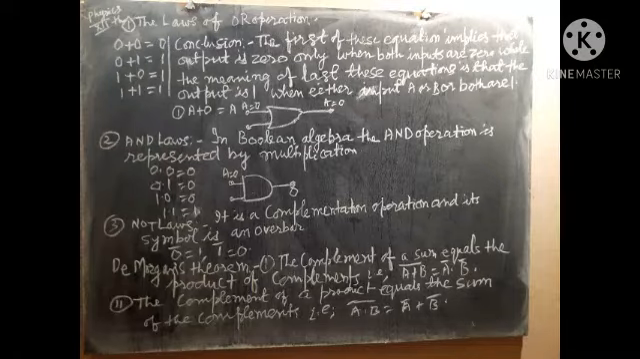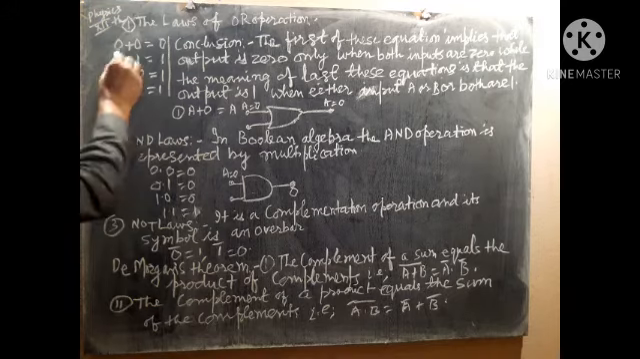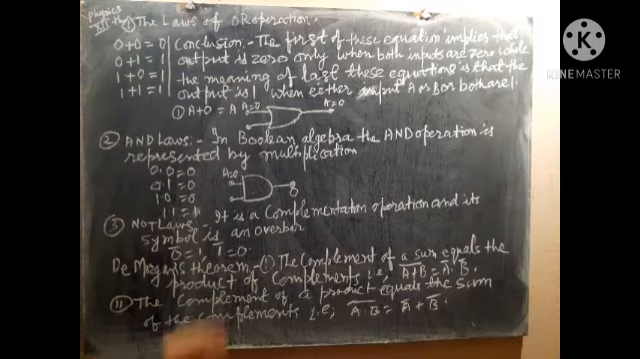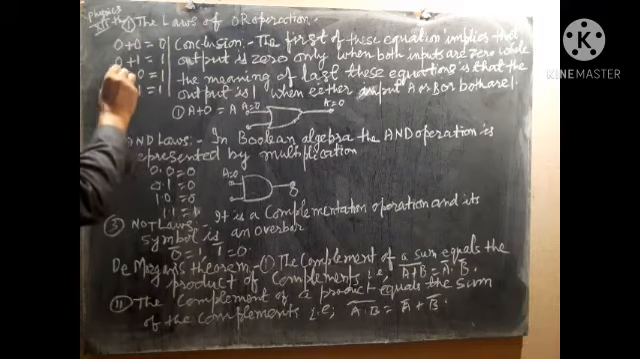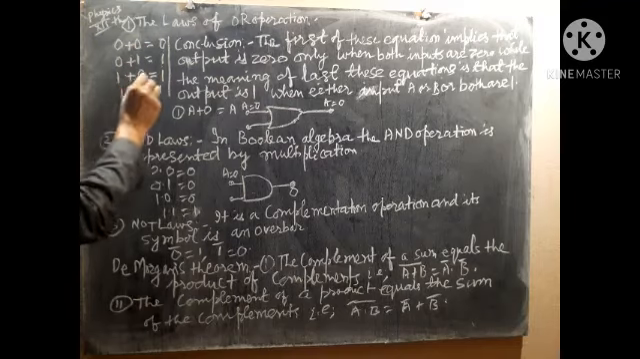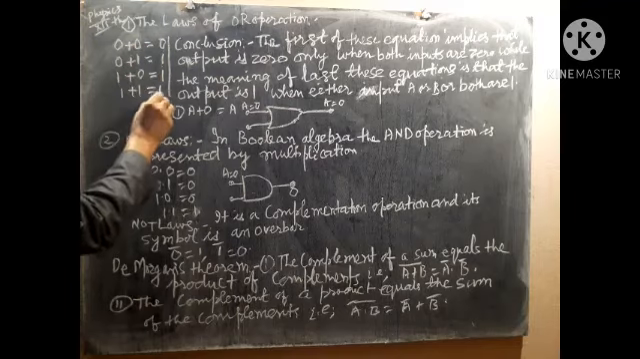Now the laws of OR operation. What are the laws of OR operation? 0 plus 0 is 0. 0 plus 1 is 1. 1 plus 0 is 1. 1 plus 1 is 1.